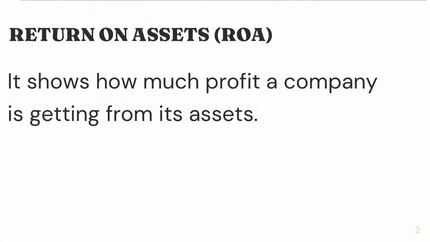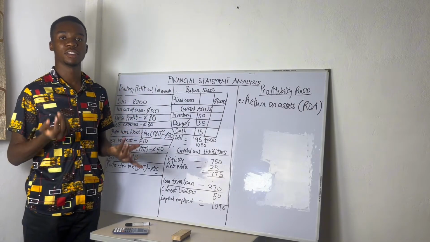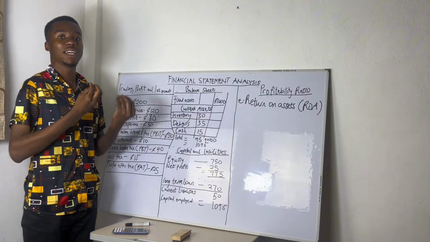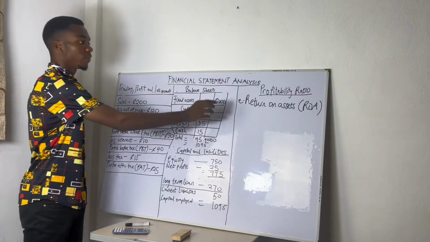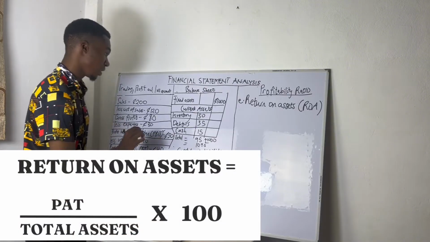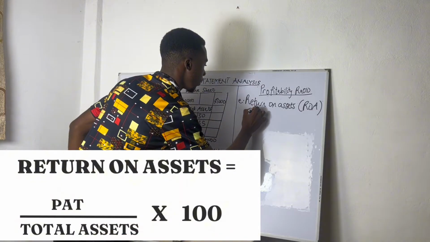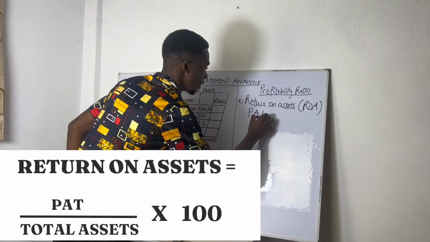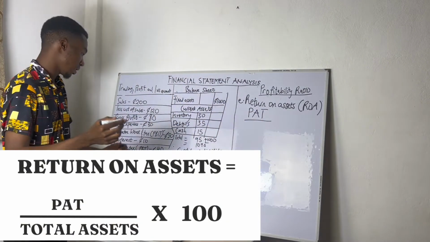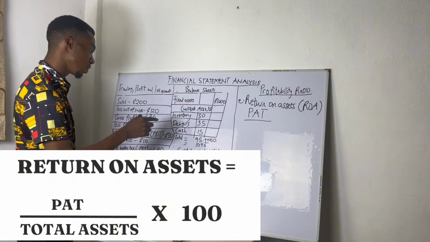If you have any company, there are assets, whether fixed or current. So maybe buildings, machines, everything. You want to see the value you are getting from these assets. So there's a formula you use, and the formula is the profit after tax, which is also called PAT. If you see PAT, it means profit after tax, then over the total assets.